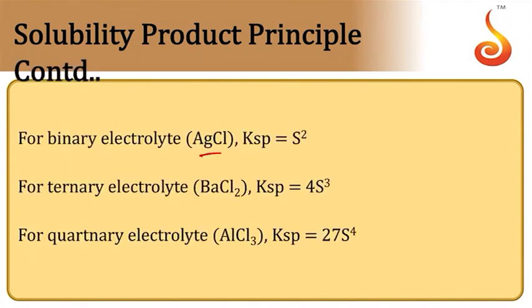Let us take a few examples here. For a salt like AgCl, Ag+ into Cl- will give S square. For BaCl2 it will be Ba2+ into Cl- whole squared; Cl- squared means it will be 4, because Ba2+ and 2Cl- will come. So 4S cube will come. In the case of a quaternary salt like AlCl3, where the ions altogether are 4 in number, it will be 27 S to the power of 4. So we can apply the formula x^x y^y S^(x+y) for these.